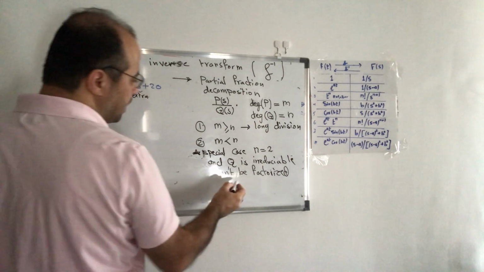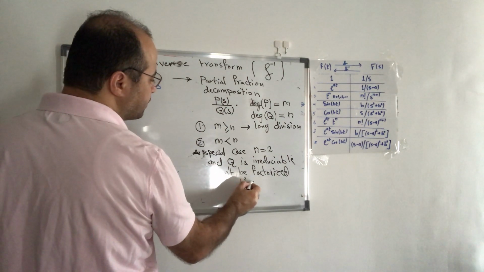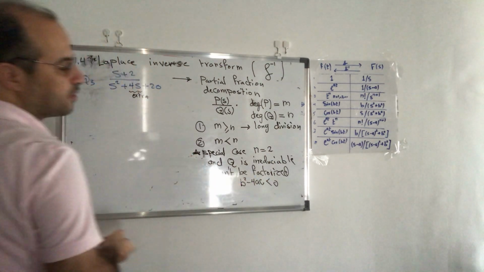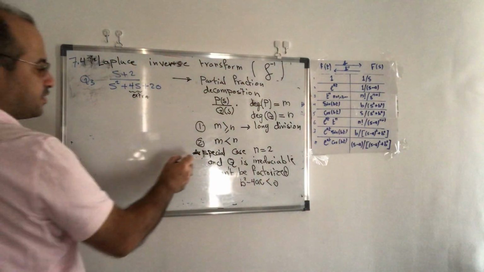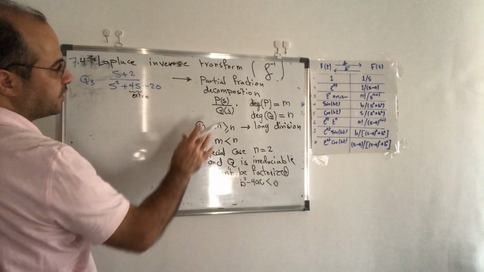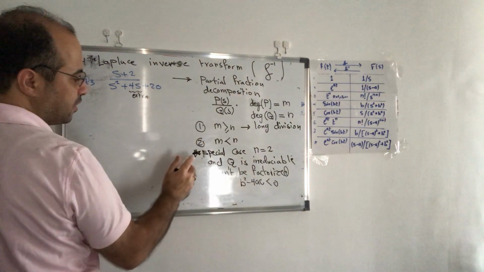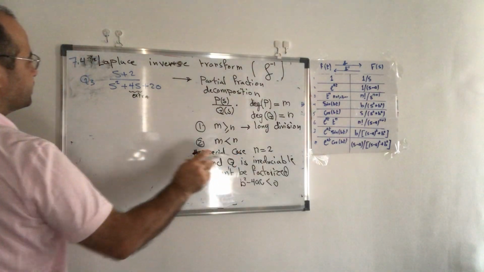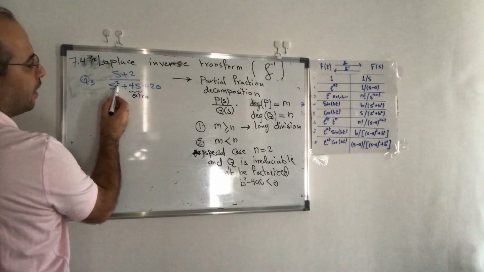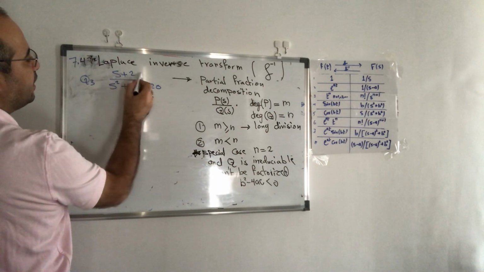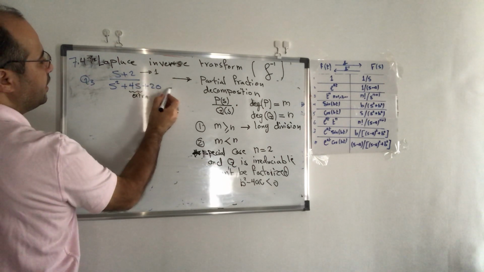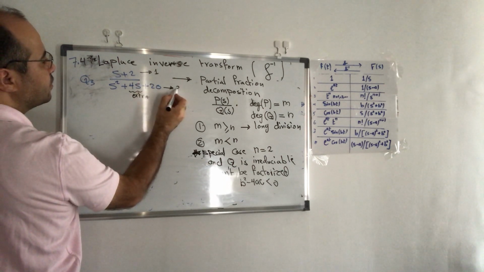For example, if you have b squared minus 4ac less than 0, then you cannot factorize this. This is just a special case, but I will do the general case later, so keep this in mind. But we are in this case now, where the numerator degree here is 1, right? And the degree of the denominator is 2.